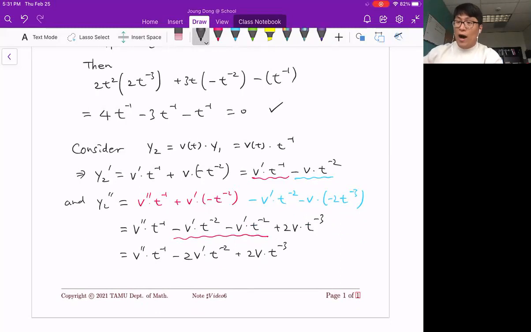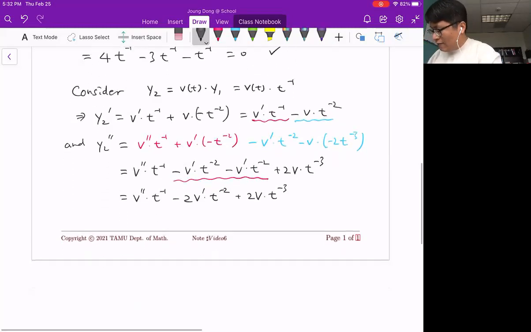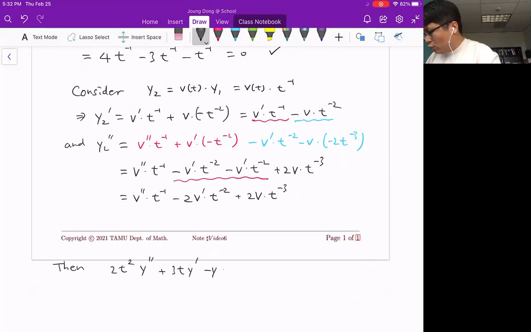You know why we are doing this, okay? We assume y2 is equal to v y1, which is v t to the minus 1. And we found y2 prime and y2 double prime. And we're going to plug this whole thing into the given differential equation. Is that okay? So let me rewrite my differential equation here. Then my differential equation was 2t squared y double prime plus 3t y prime minus y equals 0, right?